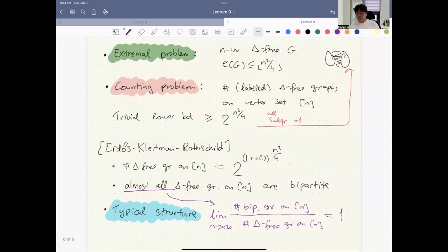And certainly, we cannot remove this almost all. There are exponentially many, when you fix n, triangle-free graphs that are not bipartite. For example, I can take a blow-up of C5, which has n squared over 5 edges. Then you take all its subgraphs, you have 2 to the n squared over 5 that are non-bipartite and triangle-free, right?